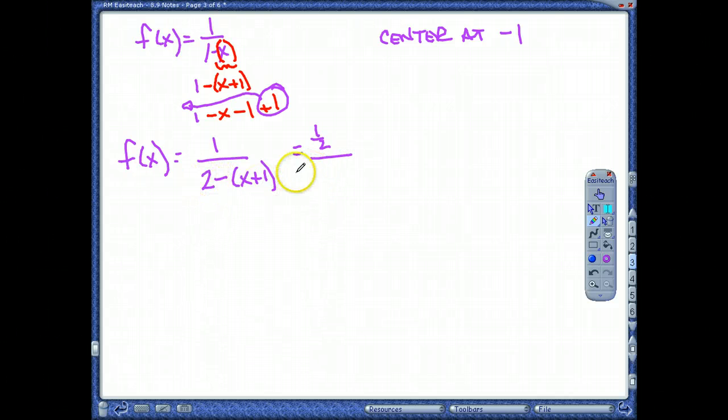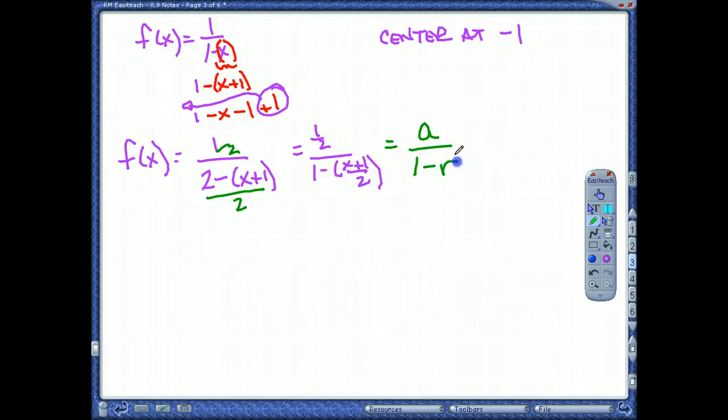So 2 divided by 2 is 1. And then I'm going to have (x plus 1) divided by 2. So once again, I just divided this whole entire thing by 2. If you divide the top by 2 and the bottom by 2, well, 2 divided by 2 is 1. I haven't changed the value, but I sure have changed the look. Now I am in that perfect form, a over 1 minus r.